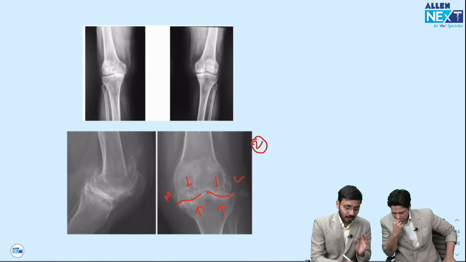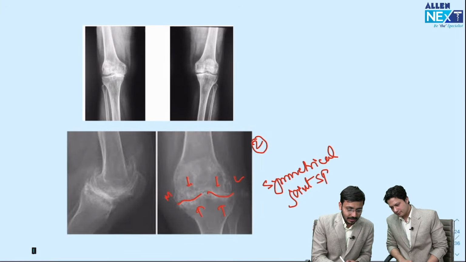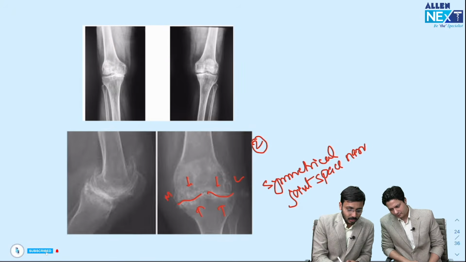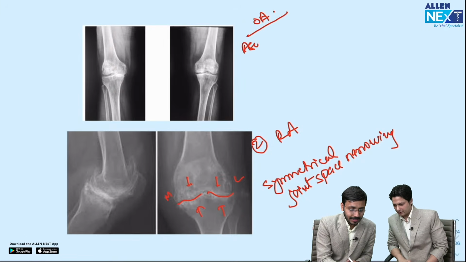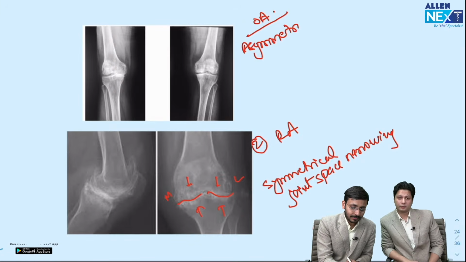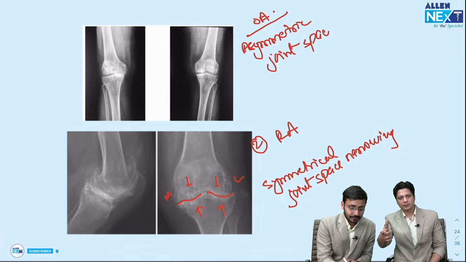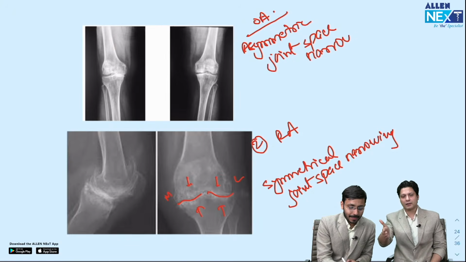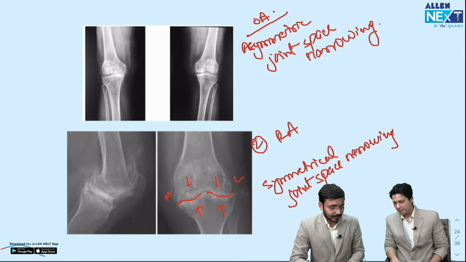So the important point to remember: symmetrical joint space narrowing in cases of rheumatoid arthritis, while in cases of osteoarthritis it is asymmetric. Exactly, very important point for the purpose of identification, and it will be made evident. If the examiner clearly wants you to mark the correct answer, then he'll give this kind of scenario in the X-rays. Right, sir.